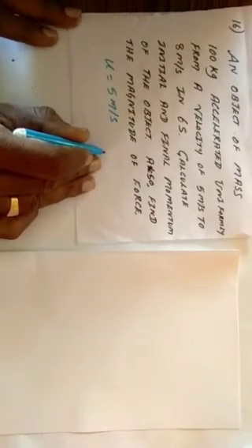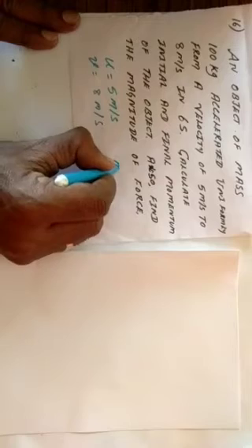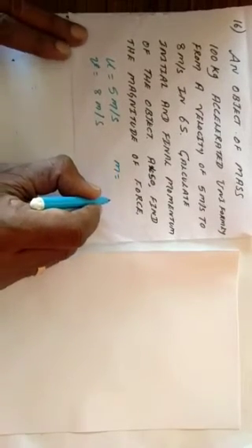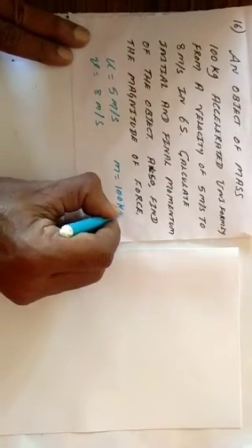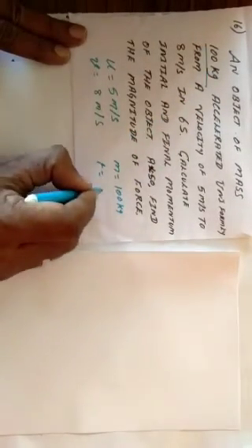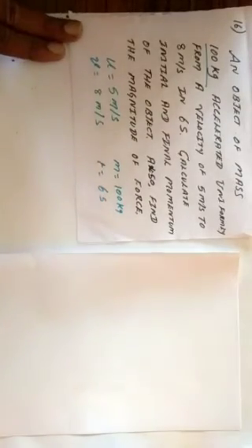So what is the initial momentum? Let us understand what is given here. The initial velocity u is given as 5 meter per second. The final velocity is given as 8 meter per second. The mass is given as 100 kg. And the time is given as 6 seconds.